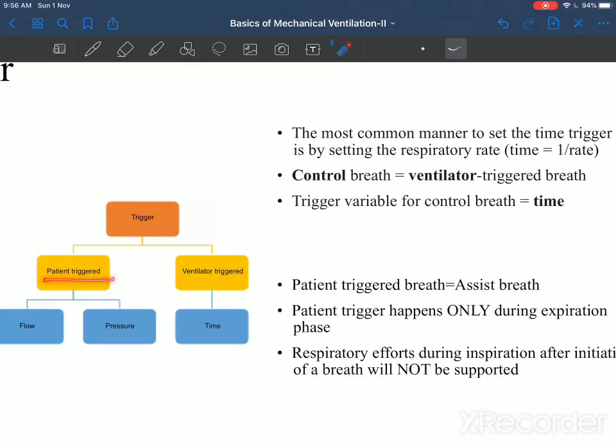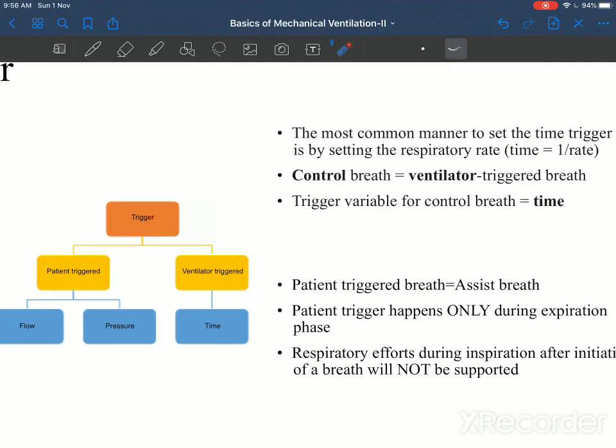What about patient triggered? You have a flow, you have pressure. Patient triggered is when the patient is able to take a breath but unable to do so to full capacity. That is why the patient is on a ventilator. If the patient is able to do a complete breath, then the patient will not be on a ventilator, isn't it so? So here the patient is able to start the inspiration but unable to go through the complete spontaneous mode of ventilation. So you either set flow or pressure for the patient as a threshold.